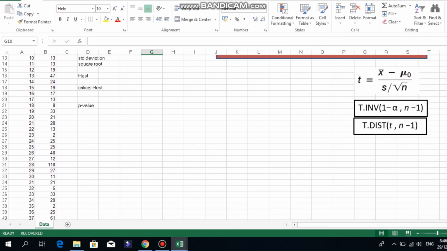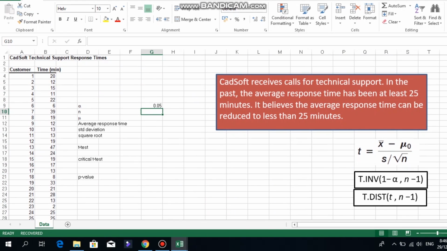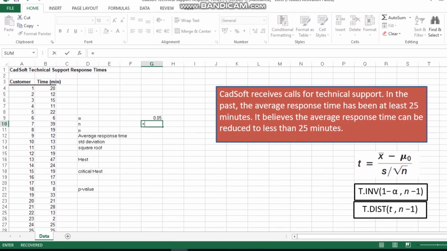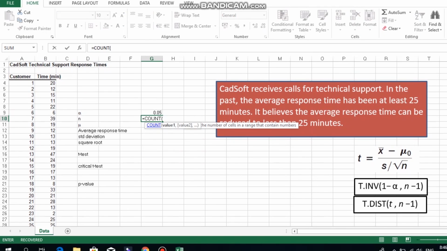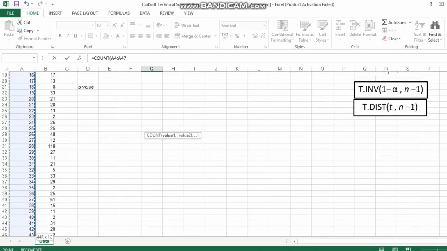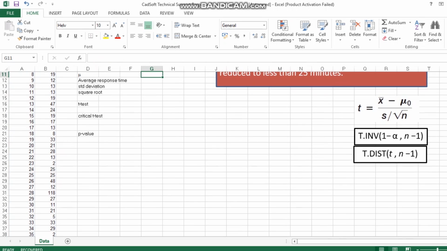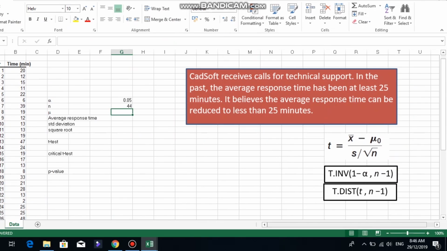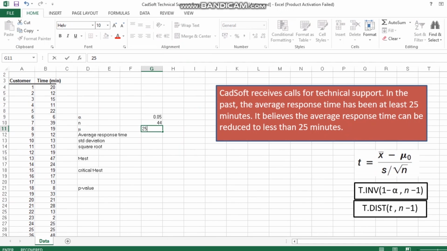How we can get 44 is you can use the formula COUNT. So equal to COUNT. You choose the COUNT formula and then double click and then select customer. You have to select all customers and then enter. The next one, which is mu, is 25. It had already been stated in the question.